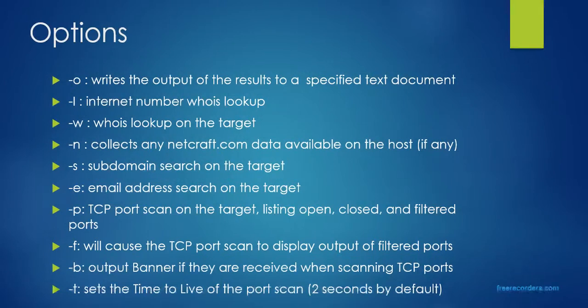Moving on to the I, that's our Internet number whois lookup, which is basically getting that IP block that the host or target is sitting on. When moving on to our W, that's just our basic whois lookup, looking for name servers. Whose domain is this? It'll show you who it belongs to, where, things of that nature. Just a basic whois. The N switch collects netcraft.com data available, if any.